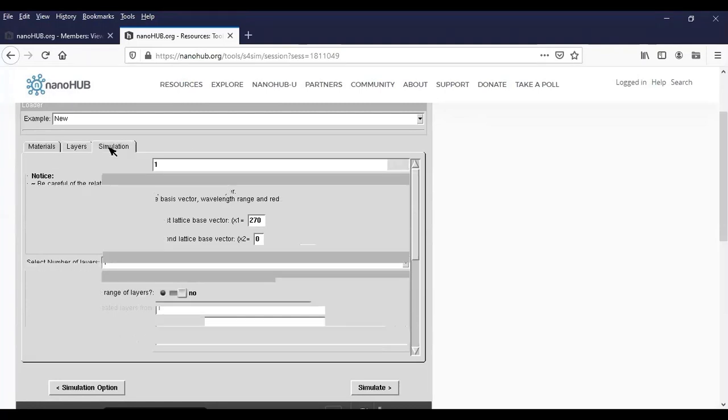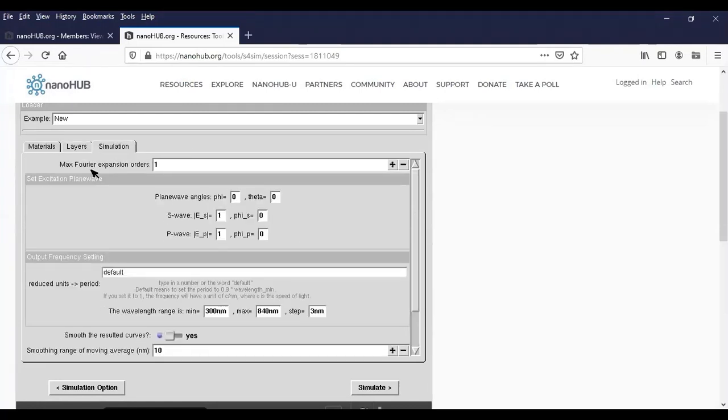Next, let's set the simulation parameters. For the max Fourier expansion orders, in this example, we just choose one. And let's set the excitation plane wave. In this example, we want the incident angle to be the Brewster angle, 56 degrees. We set phi to be 56. And phi is the elevation angle, running from 0 to 180 degrees, while theta is the azimuthal angle from 0 to 360 degrees. We need to note that in the S4 tool, the definition of phi and theta is opposite to our convention in spherical coordinates. So we need to pay extra attention to it.